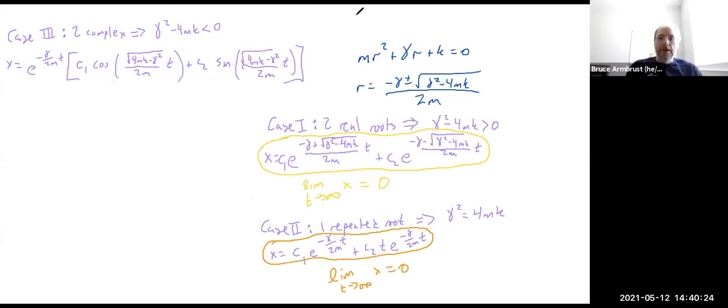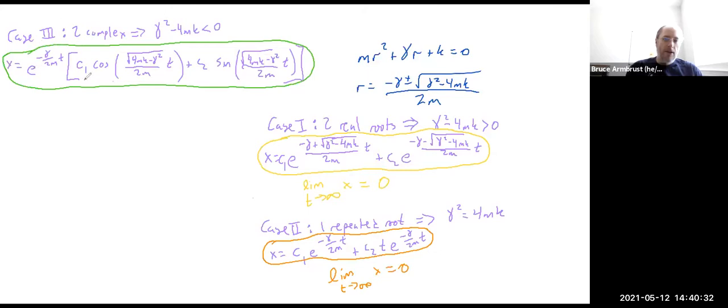All right, so there's the third case, and this one looks completely different. But if we, again, look at the limit as t goes to infinity, it's also going to equal 0, because the cosine and sine are going to be oscillating, but they're being multiplied by this negative exponential piece. So that just brings it down.